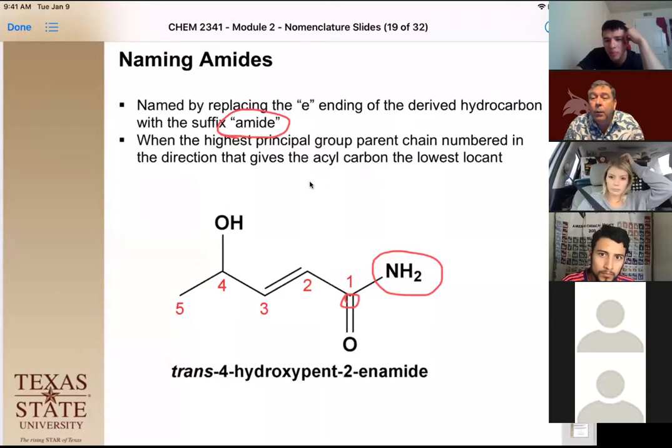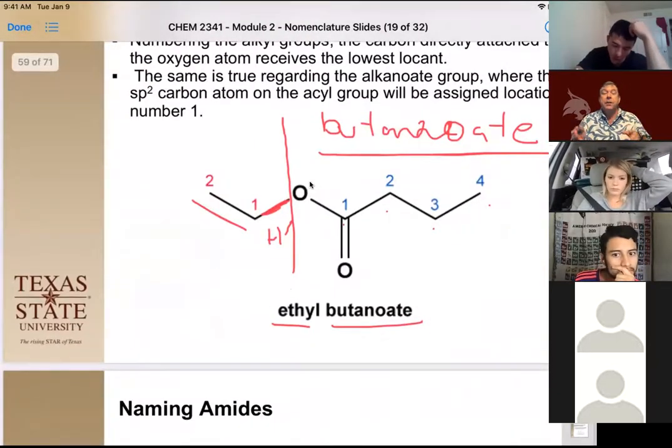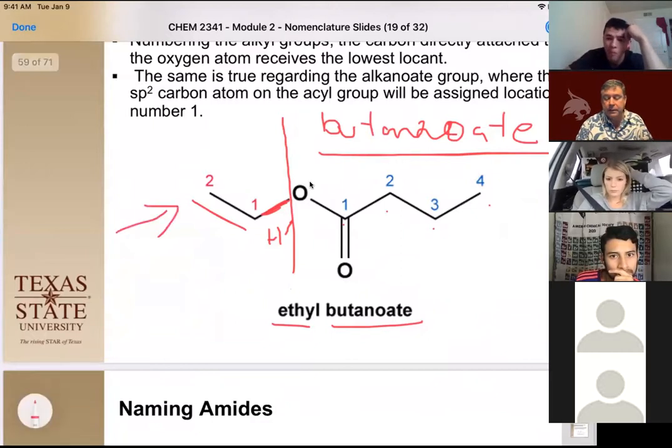Would this be valid if the other side had more carbons as well? Yes. That was for the previous question. Yes. By the way, yeah. That's a great question. Okay. All right. The question is, what if this side right here had more carbons than this side here?